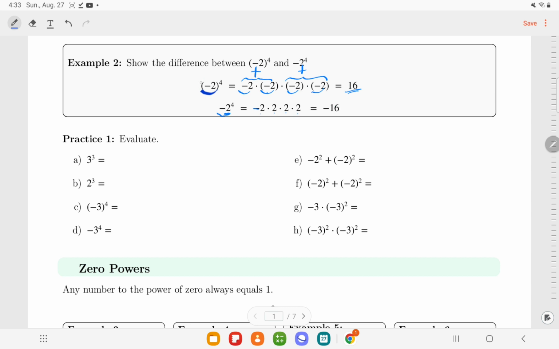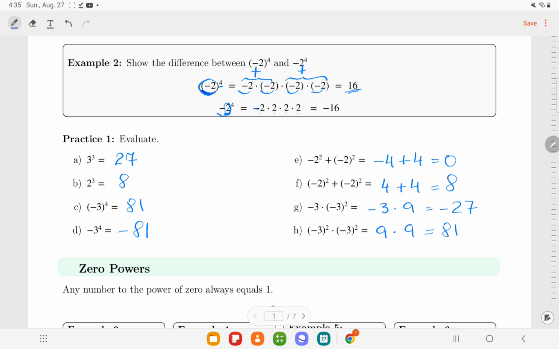If negative 2 is in brackets and the exponent is even, we get a positive answer. If negative is not inside the brackets, whether the exponent is odd or even, we get a negative answer. Since the exponent in the first case refers to the negative 2 and in the second case refers only to number 2. All right, complete practice 1 and check your answers.